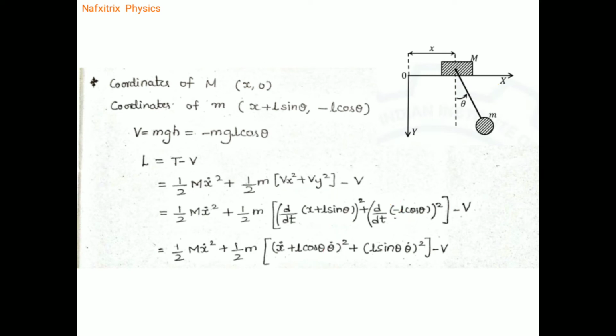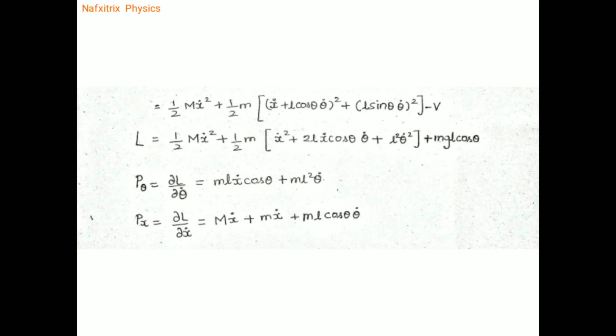And again the potential is the same. So this is what we have got. Next, we need to simplify this. If we expand it, a plus b whole square is a square plus 2ab plus b square. From that we get x dot square, and 2 into x dot into L cos theta theta dot. Another term we get is L cos theta theta dot whole square, that means L square cos square theta theta dot square.